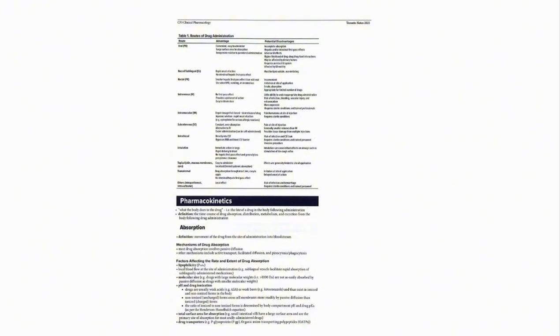Next is the rectal route, commonly abbreviated as PR. Rectal administration is particularly useful for patients who are vomiting, unconscious, or unable to take medications orally. Compared with oral administration, it experiences less hepatic first-pass metabolism. Despite these advantages, rectal administration is often inconvenient for patients. Absorption can be unpredictable, local irritation may occur, and only a limited number of drugs are available in suppository form.